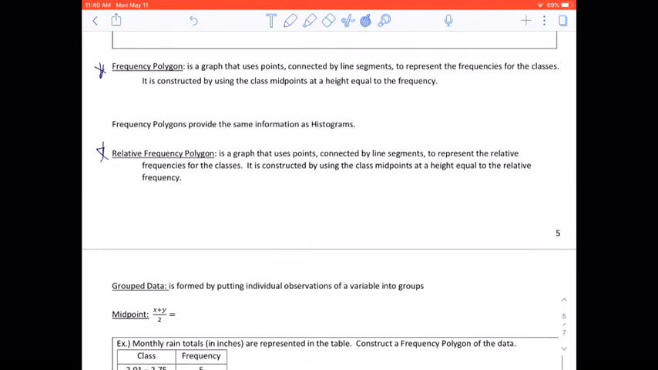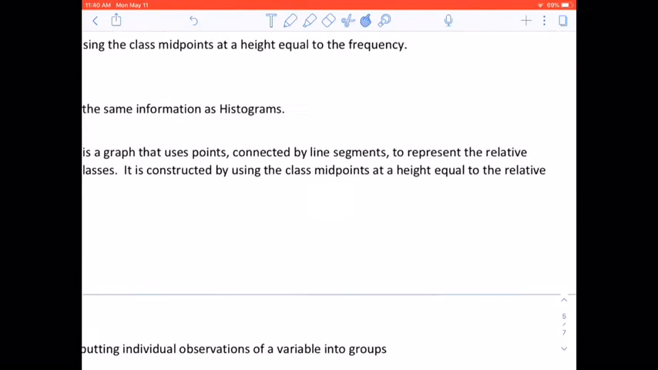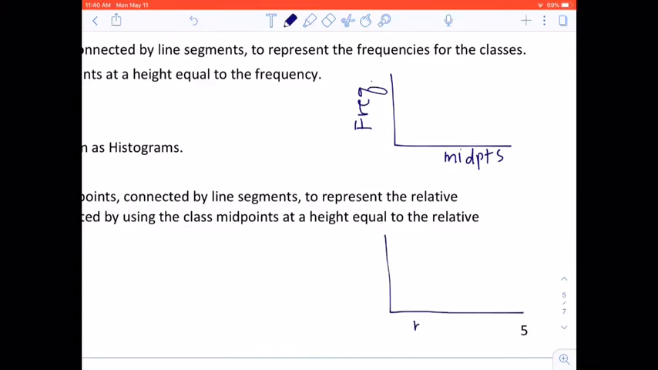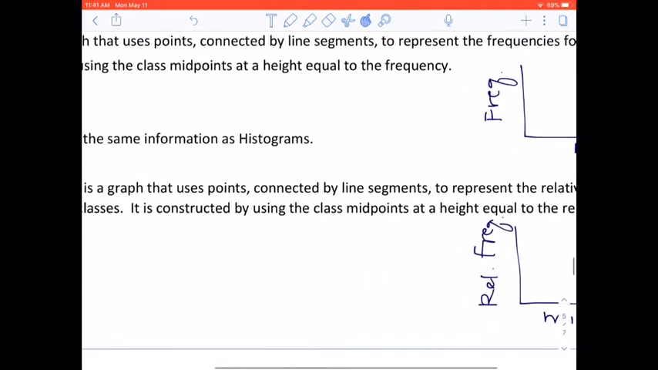So I'm going to sketch a little picture on these just to hopefully help us out and add a few things. So first of all, when you graph a frequency polygon, we are going to have midpoints on the horizontal and frequency on the vertical. And then likewise for your relative frequency polygon, it's going to be midpoints. And instead of frequency, we're going to have relative frequency.